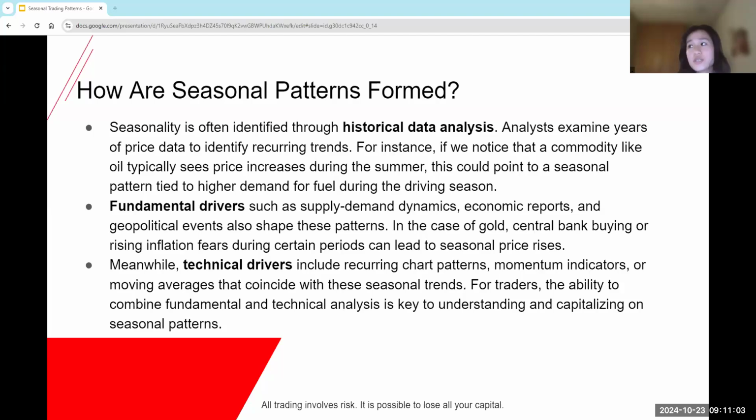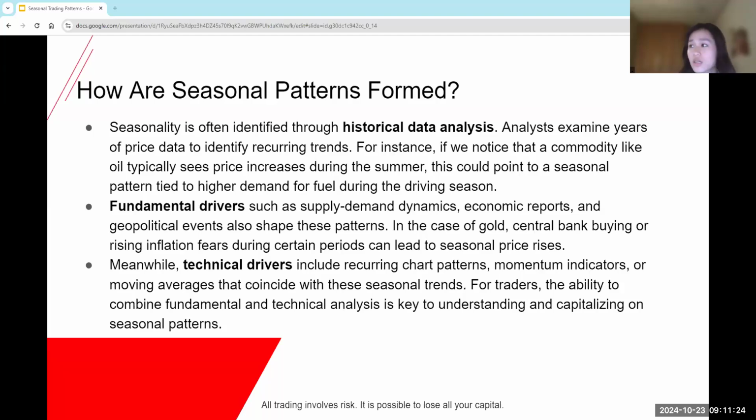Fundamental drivers such as supply-demand dynamics, economic reports, and geopolitical events also shape these patterns. In the case of gold, central bank buying or rising inflation fears during certain periods can lead to seasonal price rises.